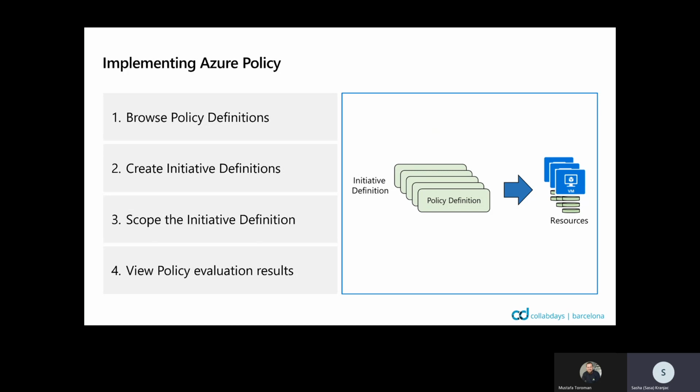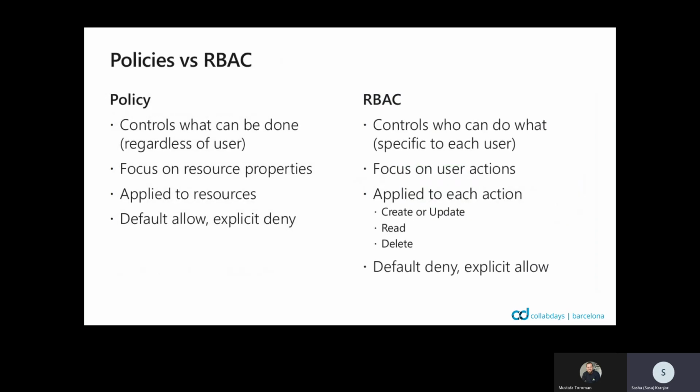It means that we scope it to the management group or the resource group, and so on, and then see the results. But let's say we also mentioned RBAC, and these are just a few differences between policies and RBAC. Policies control what can be done regardless of the user, for example, the types of VMs that can be provisioned, and RBAC actually controls who can do that. So it's specific to that user. While policies focus on resource properties, RBAC focuses on user actions and so on.